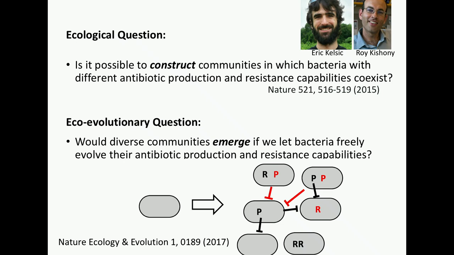And then we'll add evolution to the picture and ask, if we can construct such communities, does diversity emerge spontaneously if you allow microbes kind of in a natural way to evolve their production and resistance capabilities, okay?